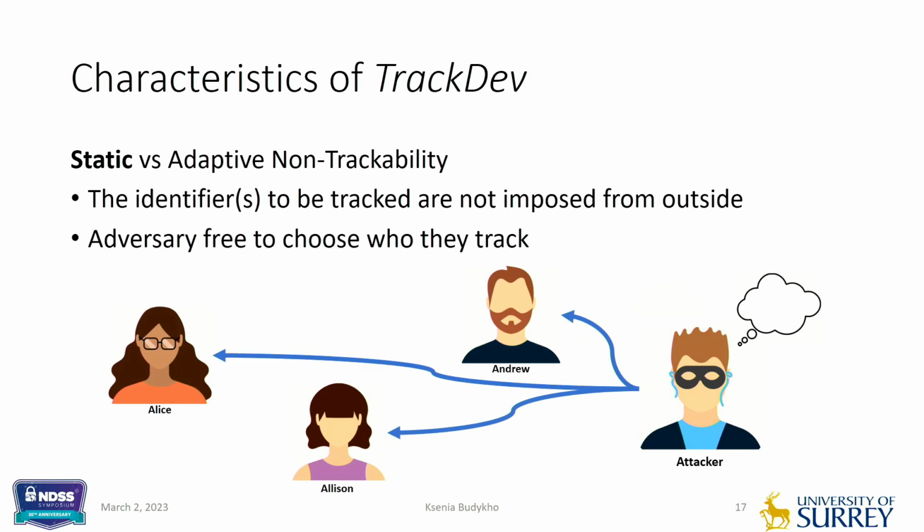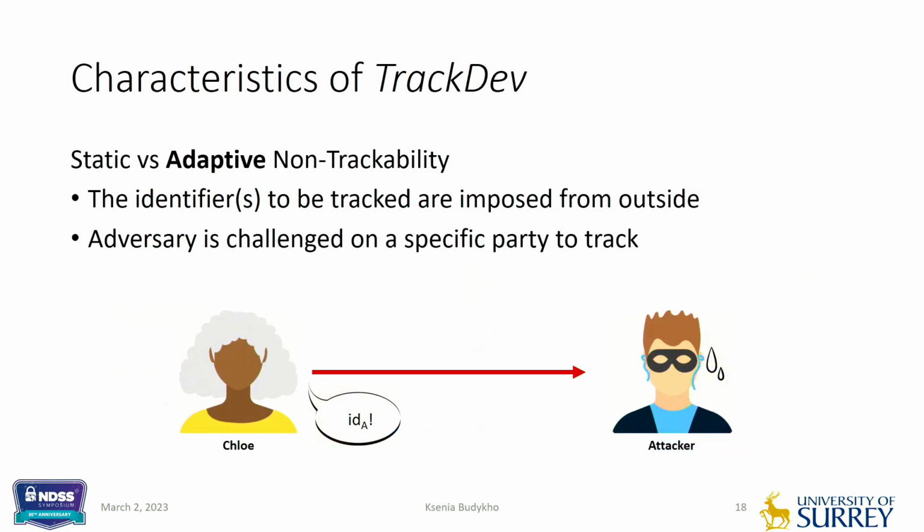So we also have static and adaptive trackability. In static non-trackability, the adversary is not limited to any particular identifier that they need to track. So the ID is not imposed on them by any challenger outside. They are free to choose whoever they want, and thus they remain static in their behavior, which is why I call it static trackability. On the other hand, we also have adaptive non-trackability, where the adversary is required to track a particular identifier. So an outside party now challenges them on tracking someone specific, and they now have to adapt their behavior, and hence we have adaptive trackability.